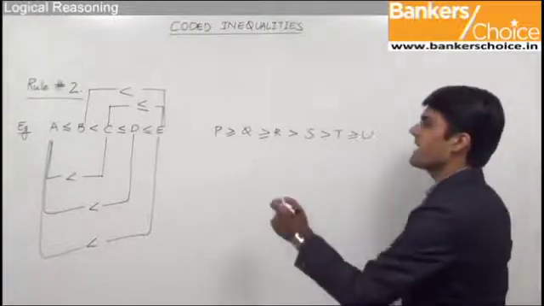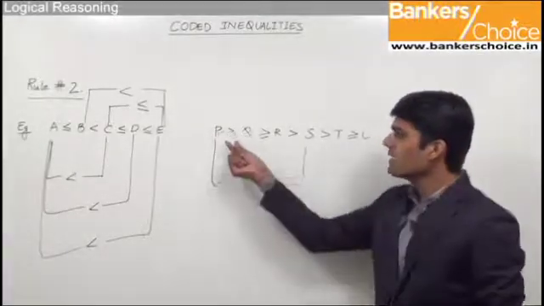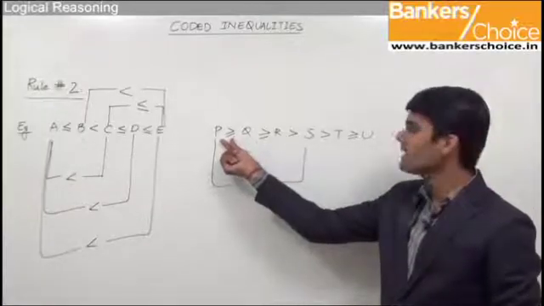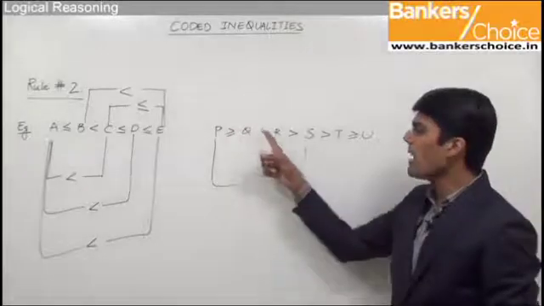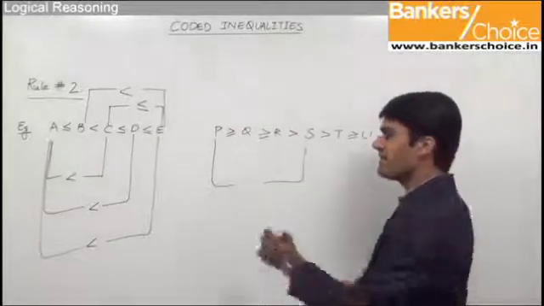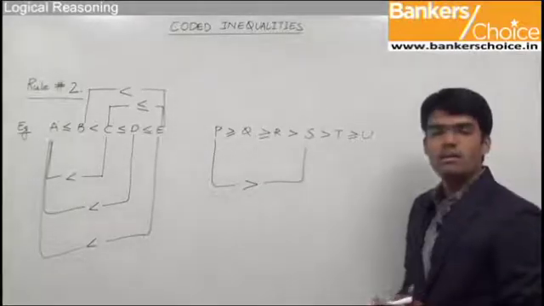Let us try to understand the relationship between P and S. As you can see here, the various inequalities we have are greater than or equal to, greater than or equal to, and greater than. And the common part in each one of them which exists here is greater than. So we can say that P is greater than S.